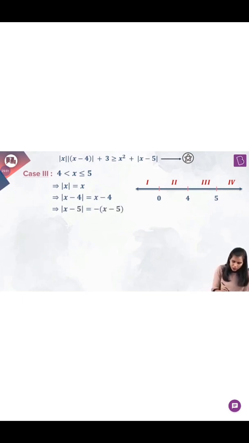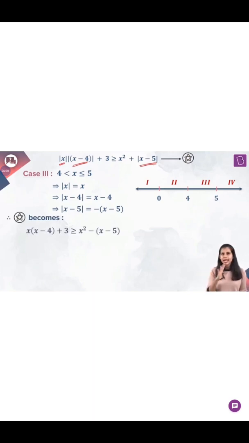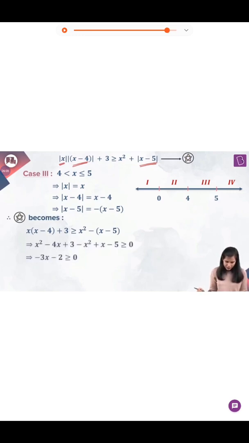Now, similarly, third region. When x is greater than 4, that means it's obviously greater than 0. So mod x will be x. Mod x minus 4 will be x minus 4. And because it is less than 5, mod x minus 5 will be minus of x minus 5. Again, the moment you've got the precise definitions of the three mod functions in your star inequality, what does your star inequality transform to? Just this placid algebraic inequality. No more vertical bars to create any confusion. And just simplify this. It's very simple.